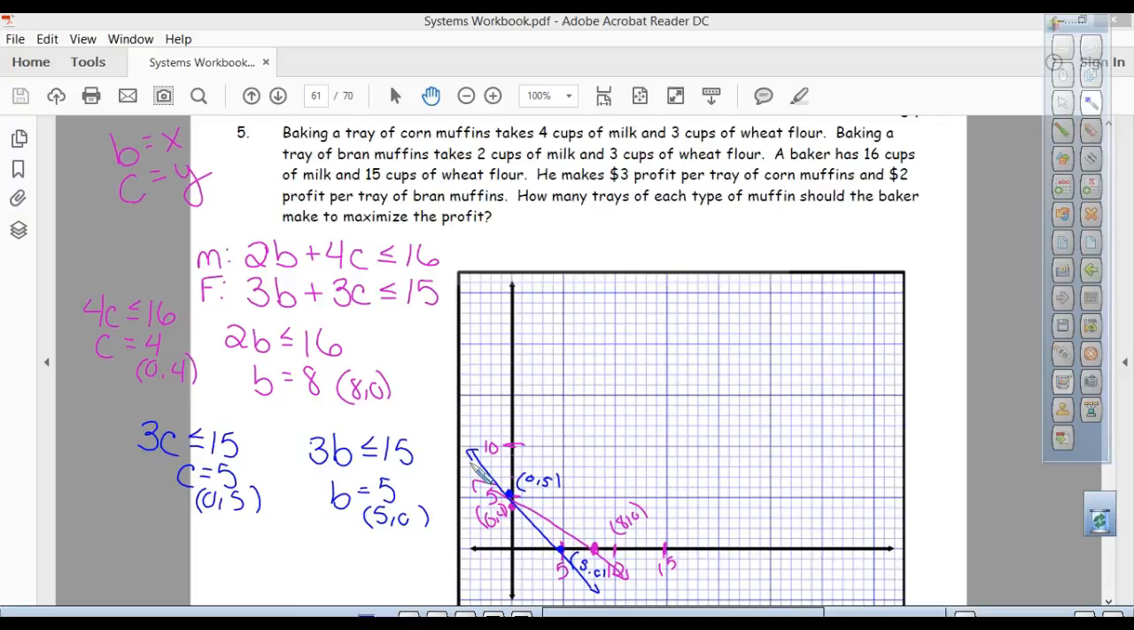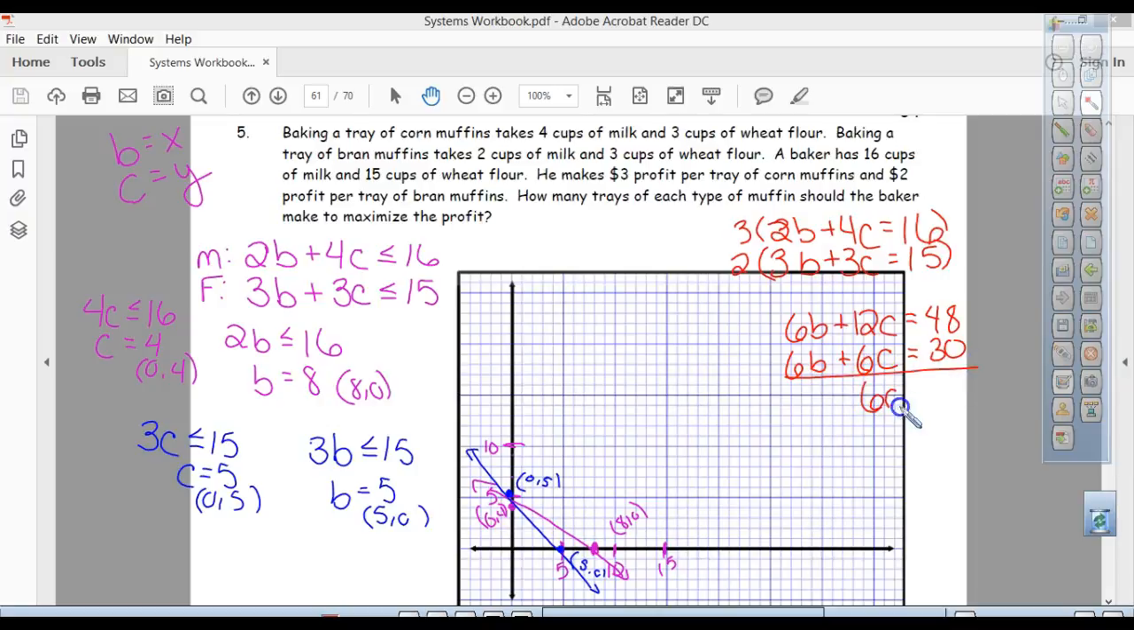What's step two? Yep, so now we have to solve the system. So 2b plus 4c equals 16. 3b plus 3c equals 15. Can I get by with multiplying just one of these? No. So I'm going to multiply both. Multiply the top by 3, bottom by 2. So top would be 6b plus 12c equals 48. Bottom is 6b plus 6c equals 30. So 6c equals 18. C is 3.